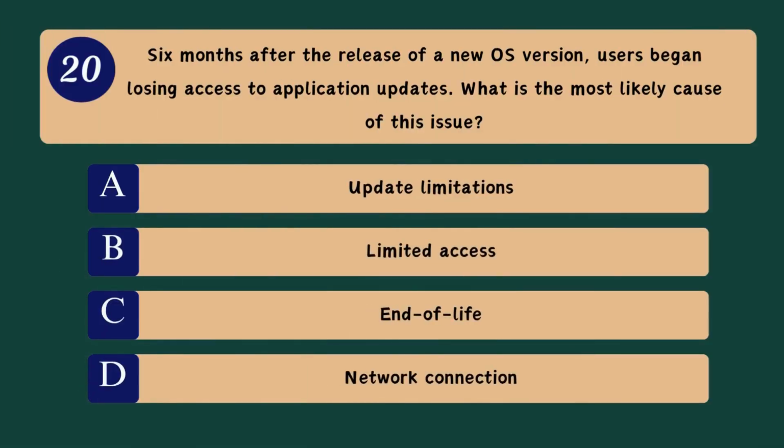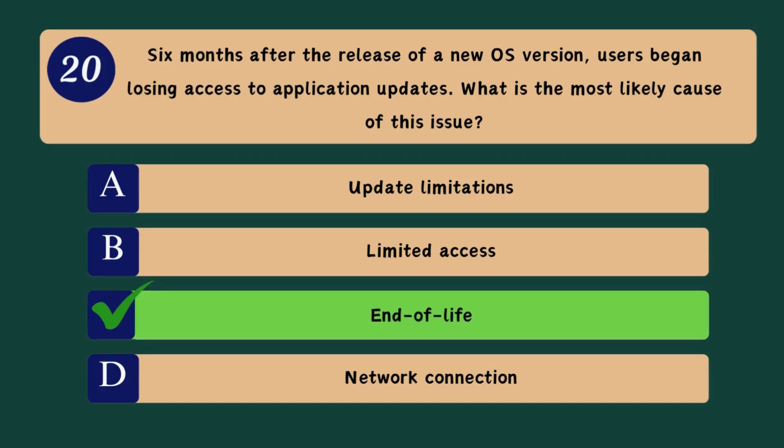Question 20. 6 months after the release of a new OS version, users began losing access to application updates. What is the most likely cause of this issue? A. Update limitations. B. Limited access. C. End of life. D. Network connection.